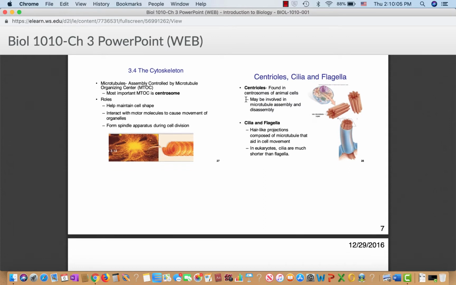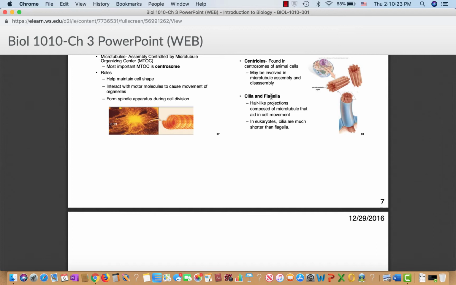Centrioles are found in the centrosomes of animals, may be involved in microtubule assembly and disassembly. That's our best guess at this time. We don't know completely or with complete certainty what they do, but that's the best guess at the moment. Cilia and flagella, hair-like projections composed of microtubules that aid in movement.